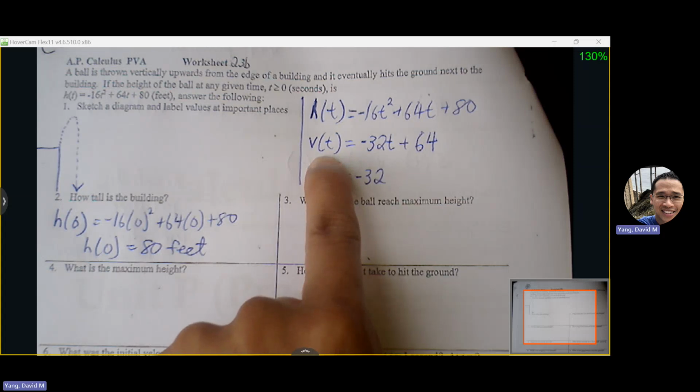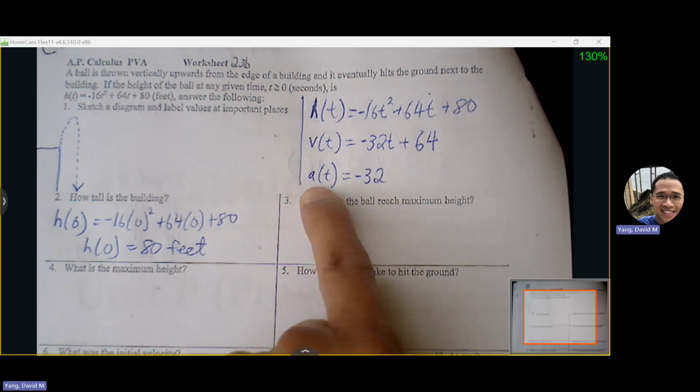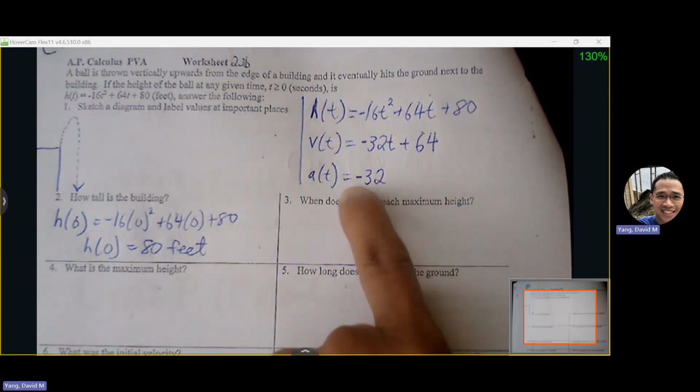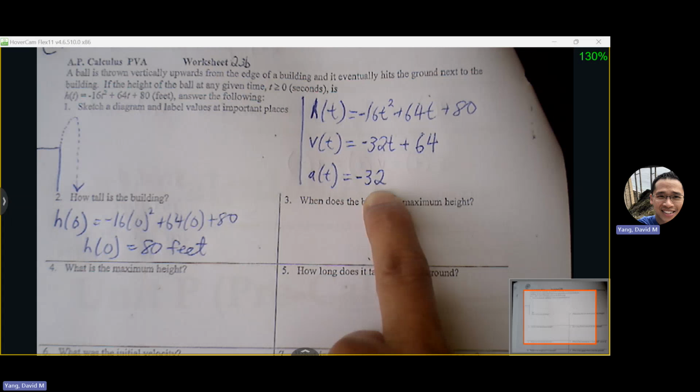Give me the velocity value, right? How fast the ball is moving and in what direction. If it's a positive velocity, it means it's going up. If it's negative velocity, it means it's going down. And acceleration is always -32 because that's acceleration due to gravity. So it's always a constant force because of gravity. So that acceleration never changes.